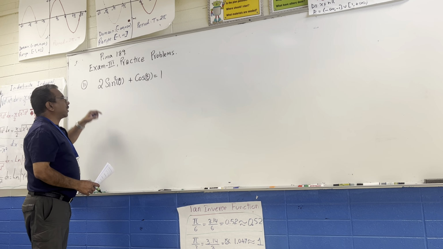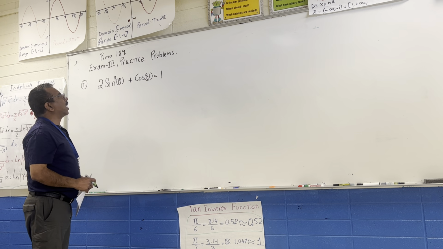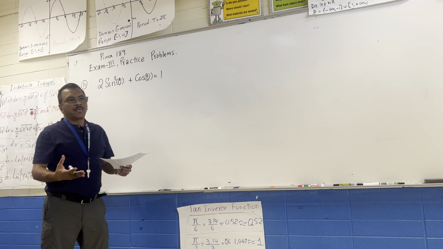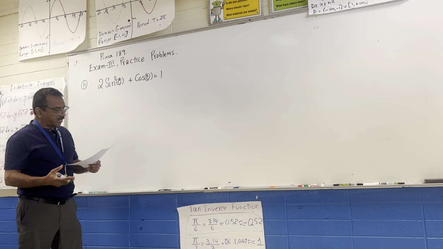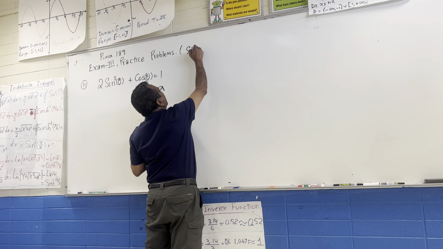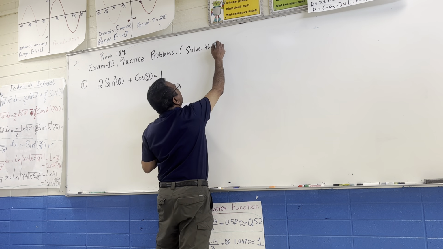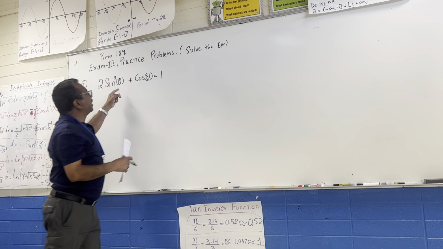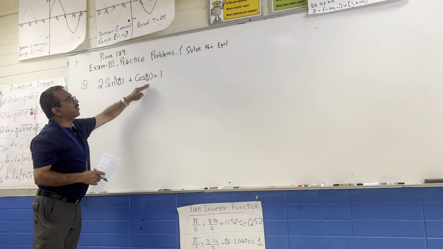I'm going to go backwards, practice problem number 11: 2 sine square theta plus cosine theta equals 1. The question asks, solve this equation. So how do we solve the equation? It means, what is the angle theta so that this left equals the right.